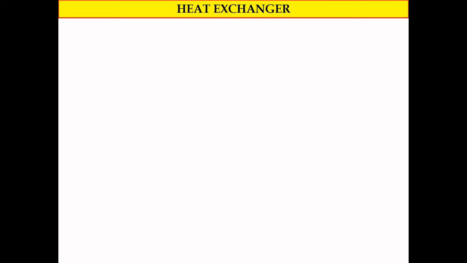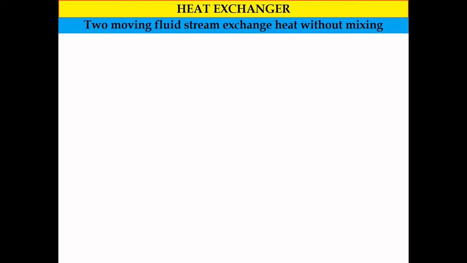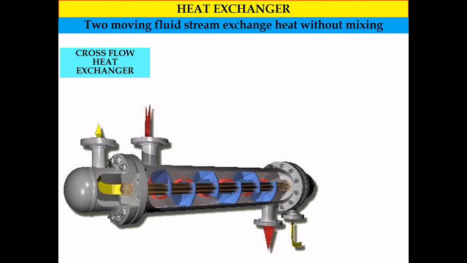For part number 8, we will discuss a heat exchanger. In this part, try to differentiate between the heat exchanger and the mixing chamber that we discussed in the previous part, part number 7. A heat exchanger has two moving fluid streams exchanging heat without mixing. For example, as shown in the figure, we have a cross flow heat exchanger.